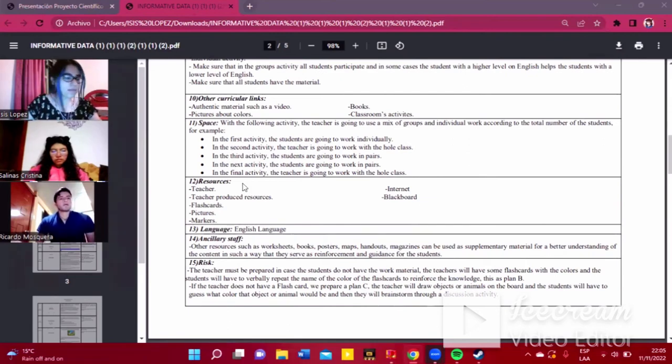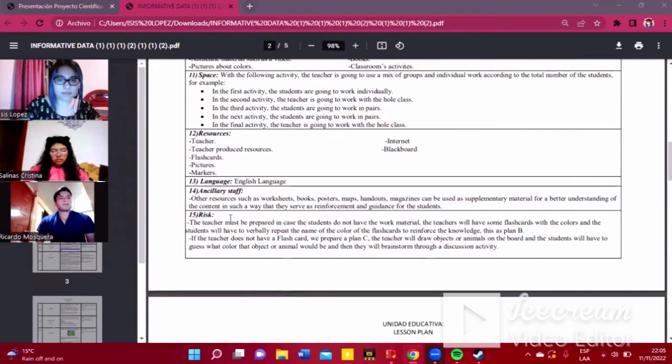Language. We are going to use the English language because this lesson plan is focused on teaching this language through different activities.